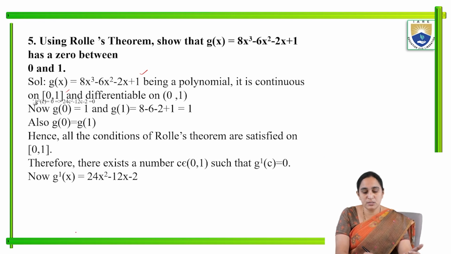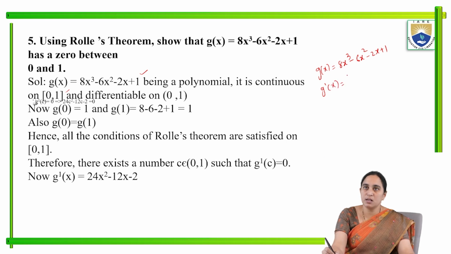First I have to verify whether it is differentiable or not. From one of the properties, if the function is differentiable, then definitely it is continuous, but the converse may not be true. But here the given equation is a polynomial, so definitely it is differentiable. If it is differentiable, then definitely it is continuous. How are we verifying that? First of all, here g of x is equal to 8x cube minus 6x square minus 2x plus 1. And what about g dash of x?